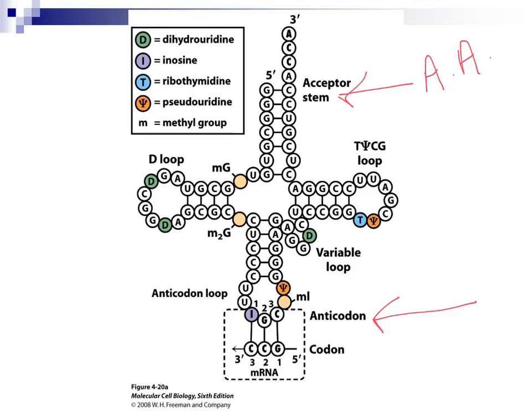Now, what about the other loops, the D loop and the T-psi-C-G loop? In this particular case, you should know there are other loops there, but I'm not going to hold you responsible for those in detail. Those are just to allow the transfer RNA to associate properly and move properly within the ribosome.